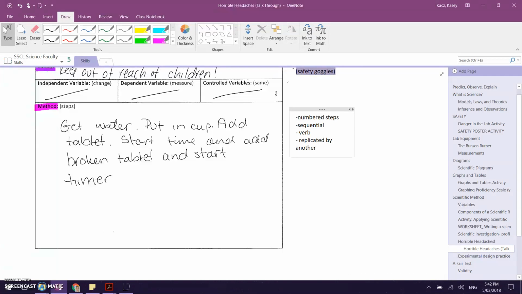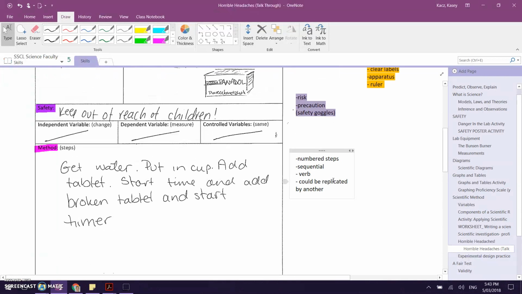And that means that it has to have all of the steps clearly articulated so somebody else could do it without asking you any questions. And so finally, if it needs to be replicated by another person, all the steps need to be there. And if you do all of those things, then your method will be a very good experimental method for an experiment.